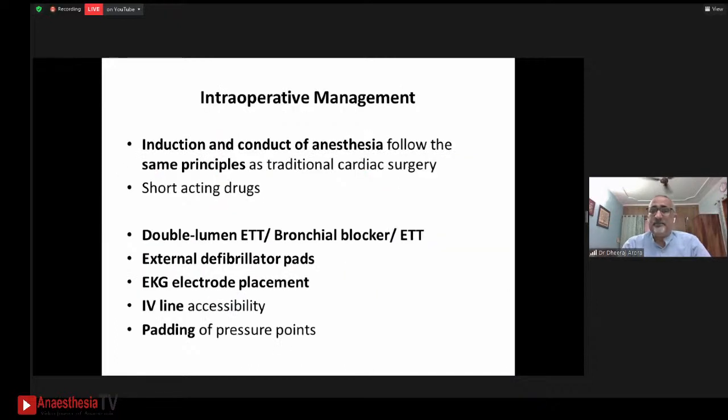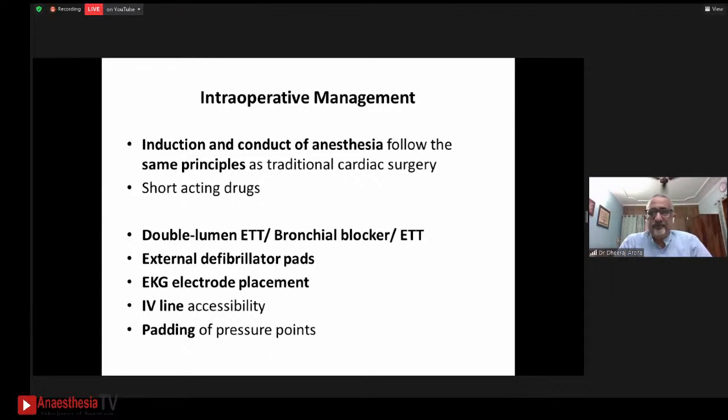Coming to the intraoperative management, the induction and conduct of anesthesia is the same, following the same principles as for open surgery. The anesthetic considerations for mitral or tricuspid surgery remain the same for minimal access surgery. The only difference is we can use short-acting drugs in these patients because we have to do fast tracking. Otherwise, we can use a double lumen endotracheal tube, bronchial blockers, or a simple endotracheal tube. We can ask the surgeon to cooperate with the anesthesiologist while manipulating, put a sponge to press the lung, and we can even use a simple endotracheal tube.